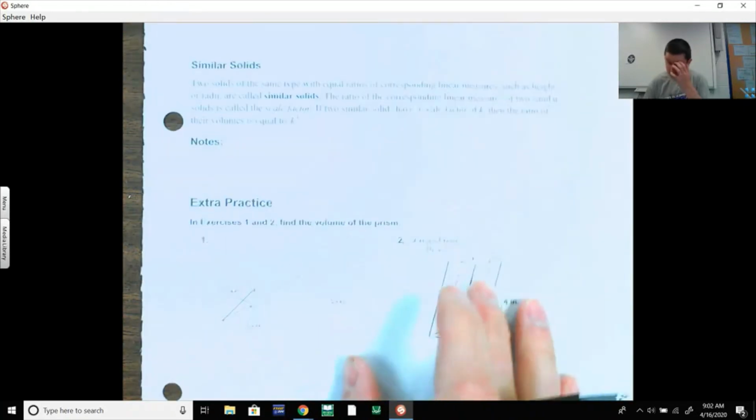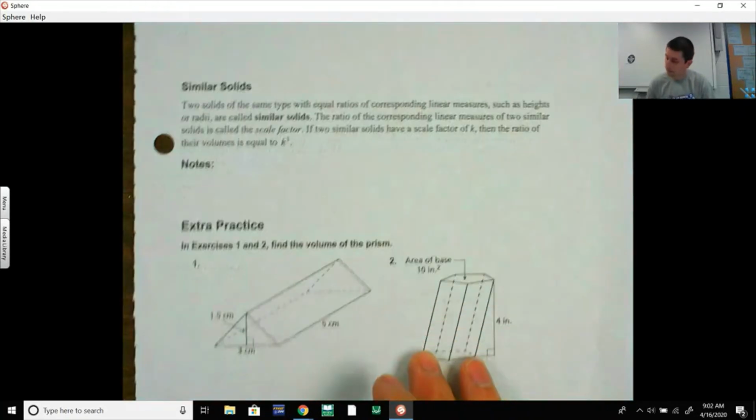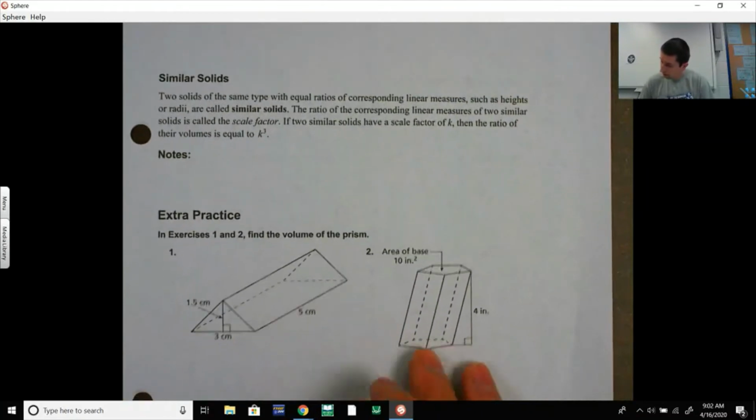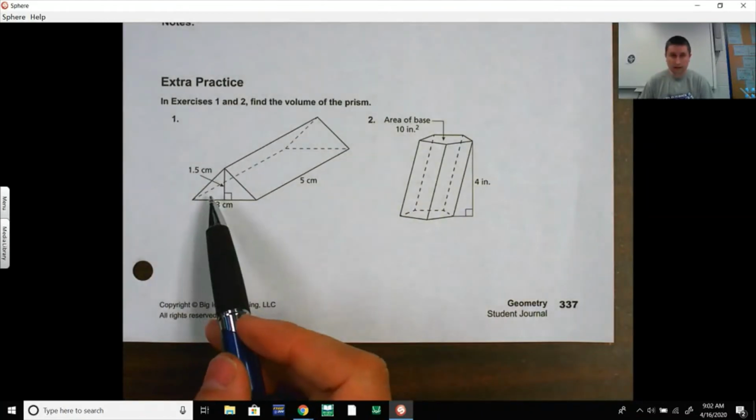A few more examples that you need. I missed these. Oh, I completely skipped this page. It's wrong side up. Let's do the volume of the prism. Here is a triangular prism.